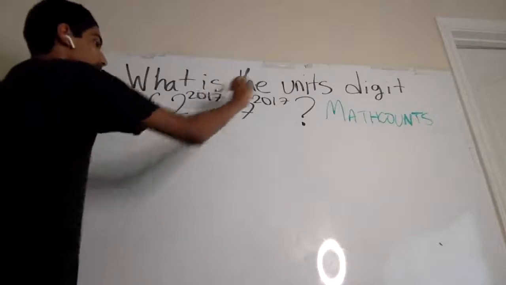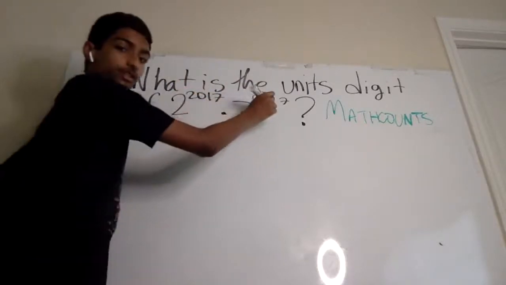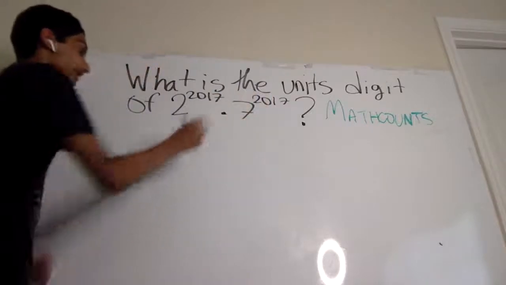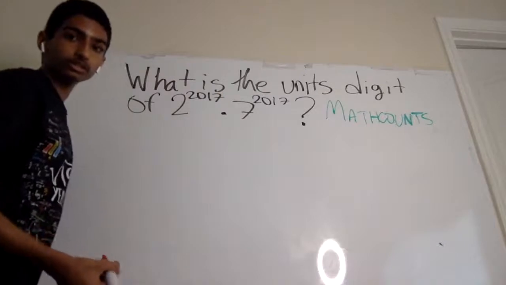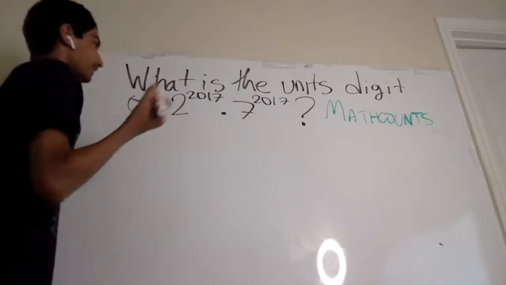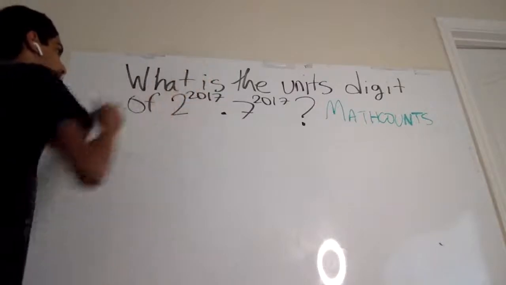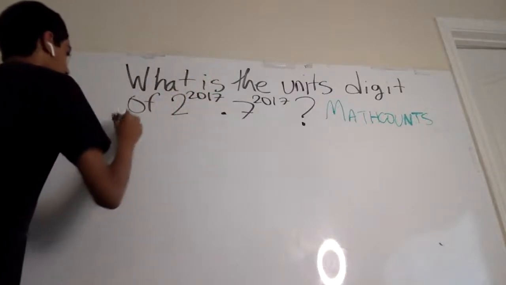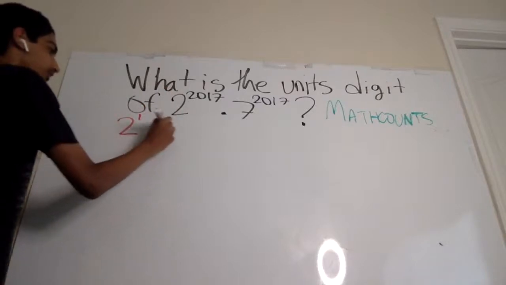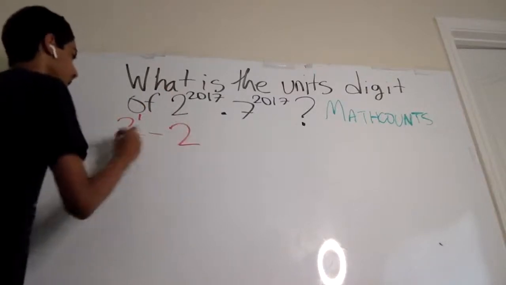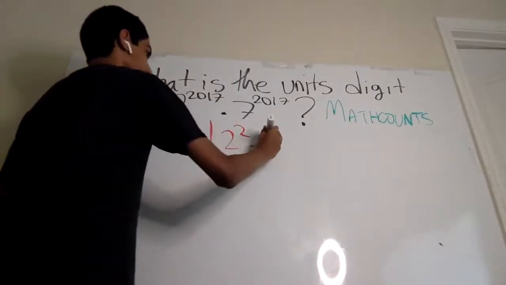So what we do is we calculate the unit digit of this one, and we calculate the unit digit of this other exponent, and then we multiply those two unit digits together to get an answer. So how do we find the unit digit of 2 to the power of 2017? So what we do is we have to find a pattern. So 2 to the power of 1, its unit digit is 2. 2 to the power of 2, its unit digit is 4.